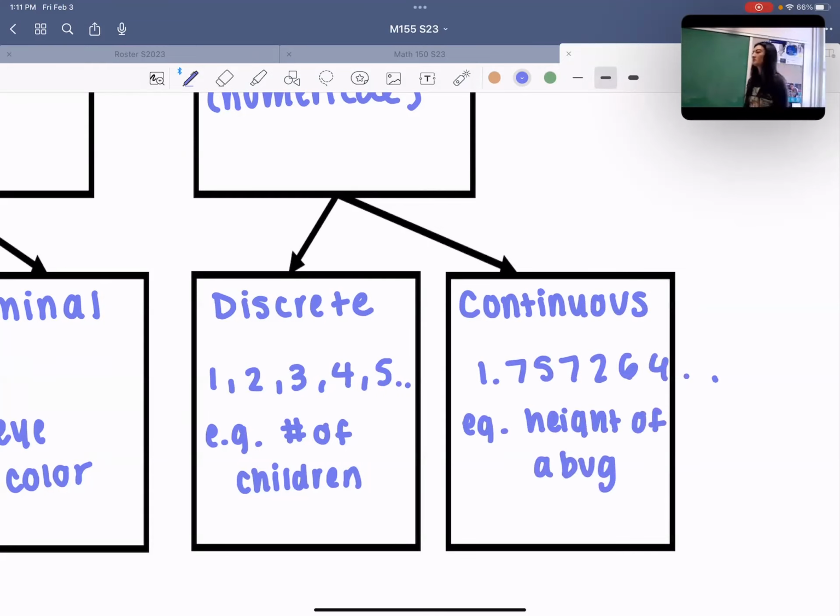right? So if you look at a bug and you want to measure how tall it is, it could be 1.2 centimeters or 0.8 centimeters tall, right? It doesn't have to be 1 centimeter, 2 centimeters, 3 centimeters tall.